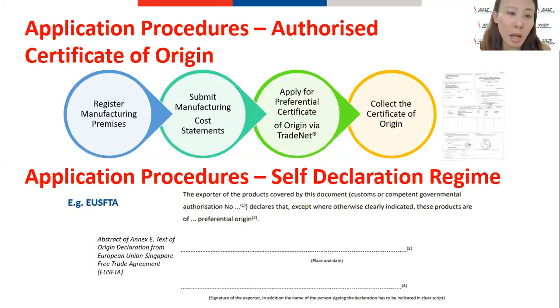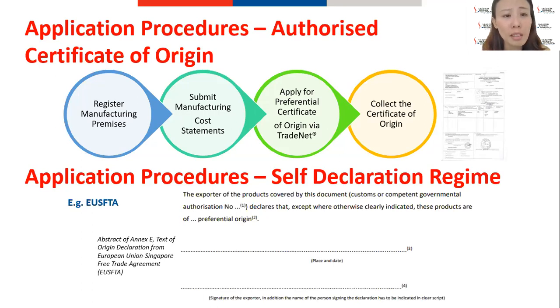So next, I will move on to the application procedure, which you can see on your screen. There are 4 simple steps to attaining a certificate of origin for your products. 1. Register your manufacturing premises or factories with Singapore Customs. 2. Submit your cost statement for your product. 3. Apply for certificate of origin. 4. Collect the certificate of origin.